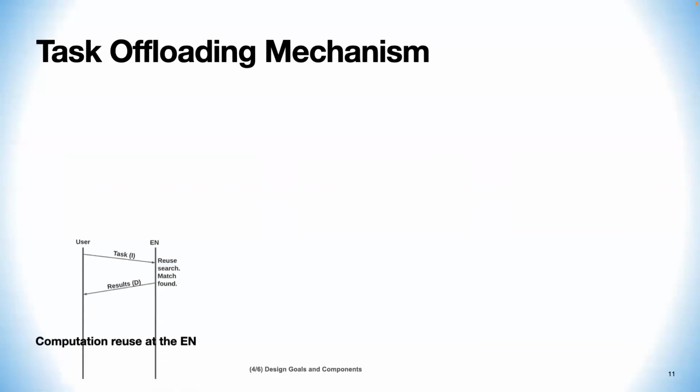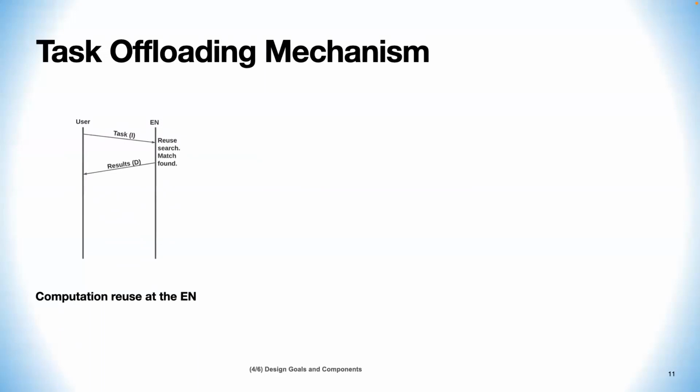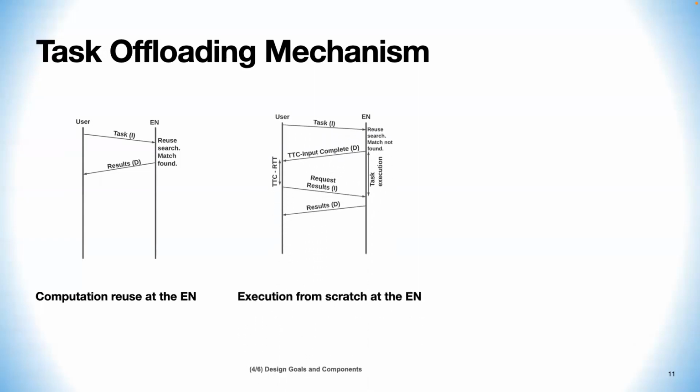Now let's consider some task offloading scenarios where there is no task or result cached in the network. In the first scenario, the user uploads a task and the edge network searches and finds a match for reuse. Then the edge node responds with the reused result. In the second offloading scenario, the user uploads a task to the edge node, but there is no reuse. So the edge node starts to execute the task from scratch, and the result will be requested by the user once the task is executed.